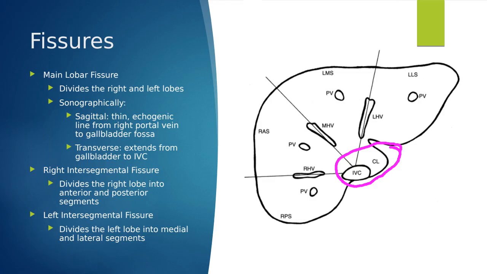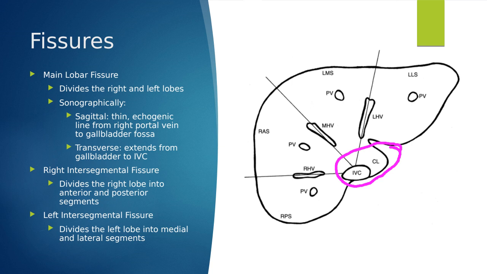Next, we have our fissures. Like we said, these were kind of our pathways, and they don't really serve much of a purpose other than structural support and opportunities for pathways if necessary. The main lobar fissure is the most important one. We know that that's going to divide our right and our left lobes from each other. We can see this on ultrasound. In sagittal, it's going to be a thin echogenic line that we can see extending from the region of where our gallbladder is to the area of our right portal vein.